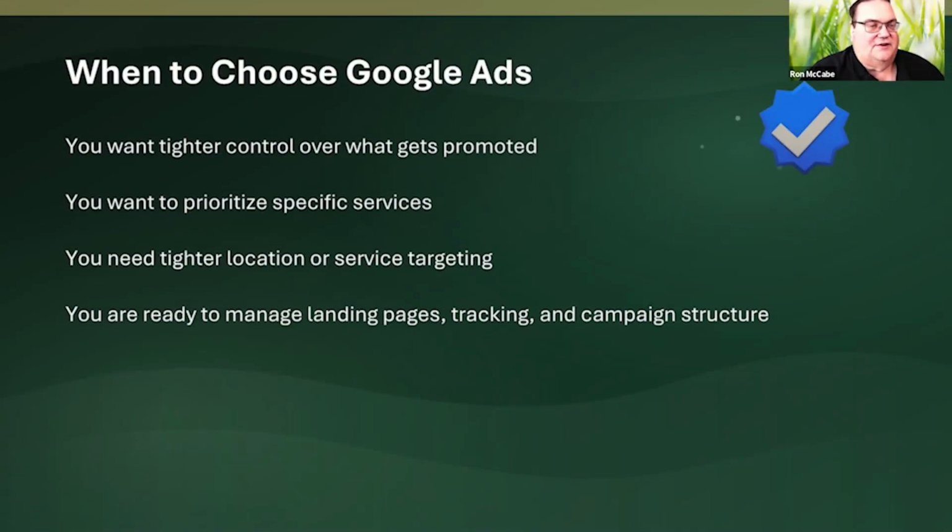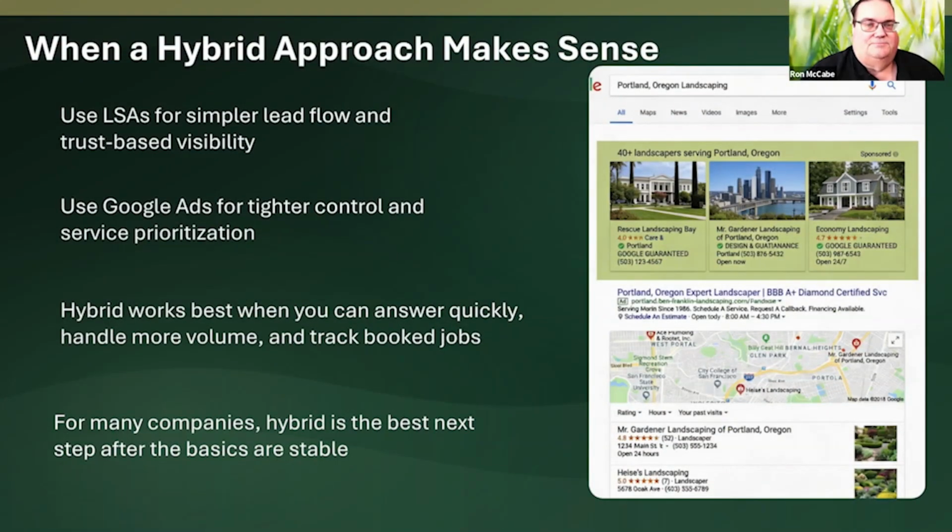With Google Ads, you get tighter control over what's advertised, and you're able to prioritize the services that you advertise. But you want to be ready to set up your tracking and campaign structure and be ready to manage landing pages. So we tend to put people on Google Ads after their landing pages and service category pages are built out. Just to remind you from this page, you've got the local service ads at the top in the green, a Google ad right below that, and then below that's the map pack.